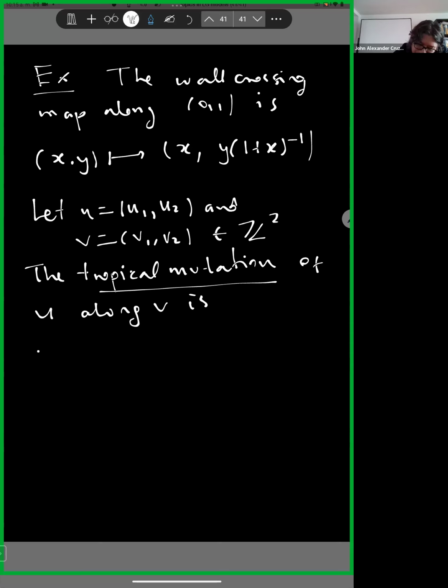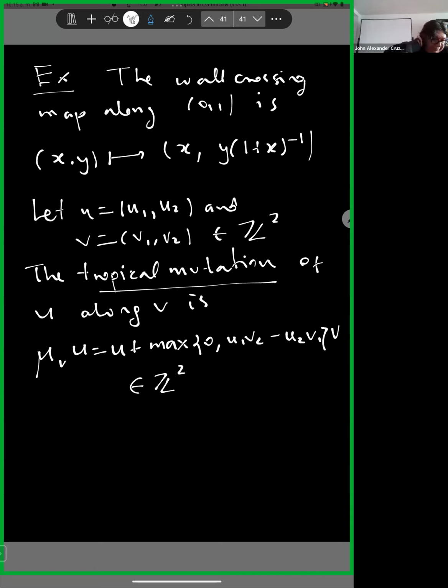So it is the following: mu b of u is equal to u plus the maximum between 0 and u1 b2 minus u2 b1, and we multiply this by b. This is also a vector here, and that's the tropicalization. So that's the mutation. So again, a remark: this is the tropicalization.